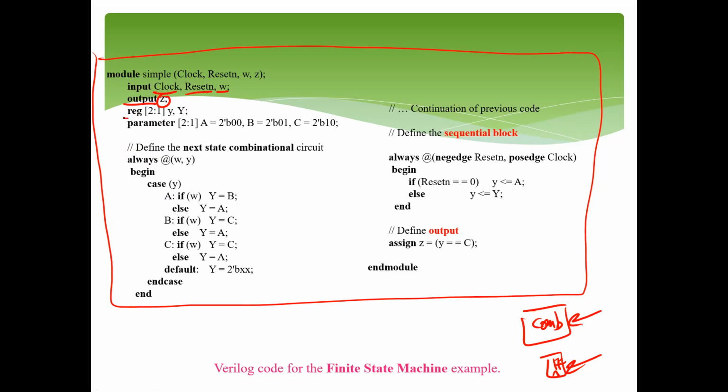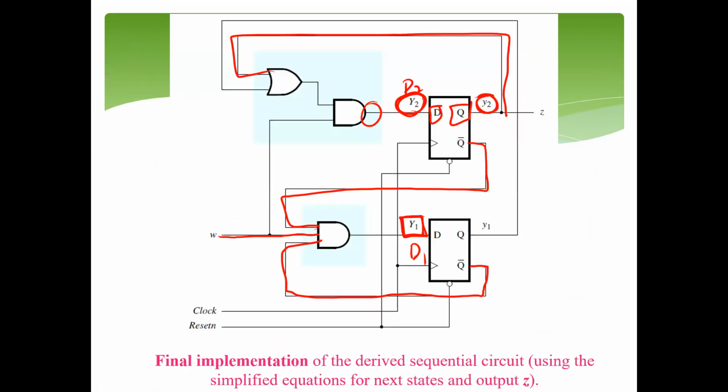And then I'll make two regs of size 2 to 1, meaning I have y and capital Y. Sorry, I have y2 and y1, and I'll have capital Y2 and capital Y1. This is what's happening in here. It's like I'm creating wires for these four values.